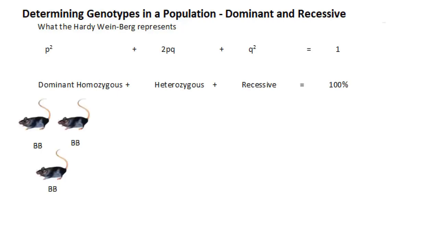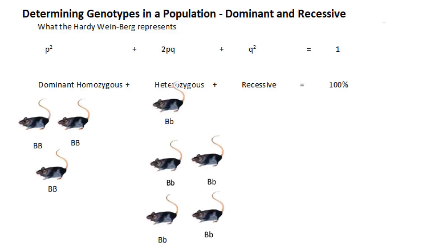Now let's look at the Hardy Weinberg equation. We've got p squared plus 2pq plus q squared, that will equal 1. P squared is the percentage expressed as a frequency of dominant homozygous in the population. 2pq is the percentage, again expressed as a frequency of heterozygous in the population. And q squared is the percentage expressed as a frequency of the recessive in the population. If we add these frequencies together, they will add up to 1.0 or 100% of the population.